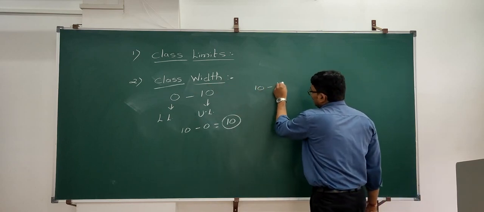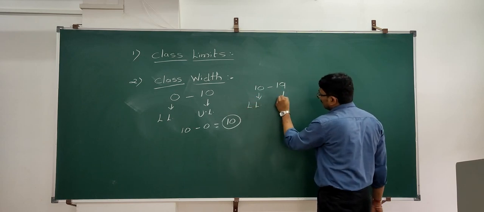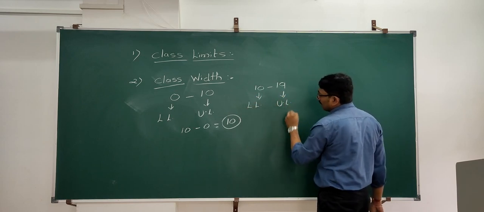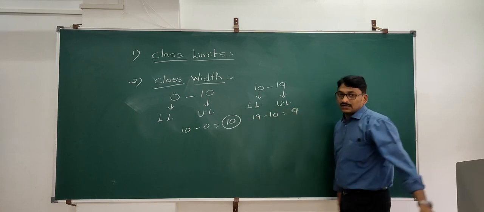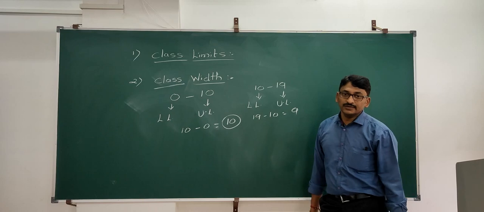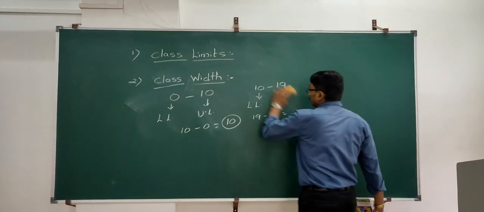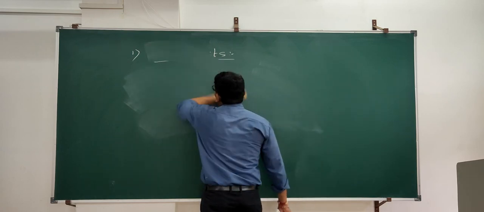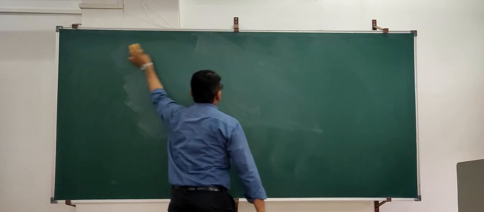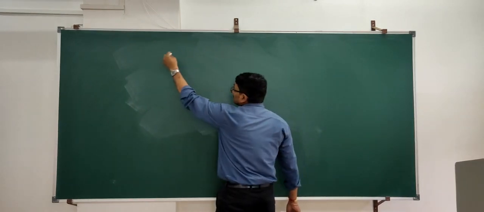Take one more example. If it is 10 to 19, here the lower limit is 10, upper limit is 19. So what will be the width? 19 minus 10, which is equal to 9. The width will be 9. These are the two terms which are important from the point of view of the problem. Now the most important term is methods of class intervals.